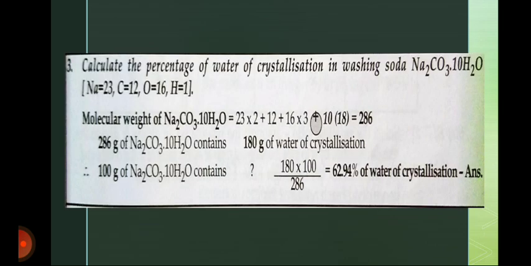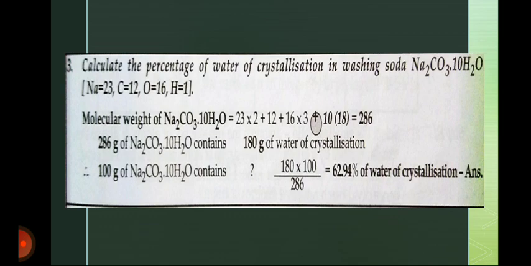Now moving to the last type, that is calculate the percentage of water of crystallization in washing soda. What is the formula of washing soda? It's Na2CO3, that is sodium carbonate, dot 10 H2O. 10 molecules of water is present over here, and that is the water of crystallization. I think already you know about the water of crystallization. Still I am explaining a little bit.